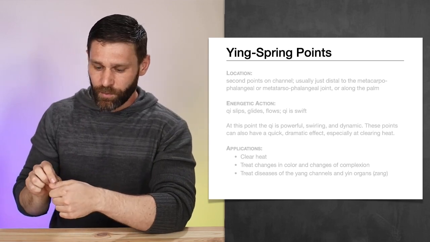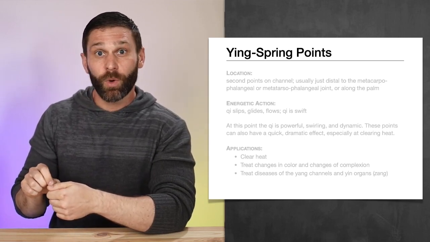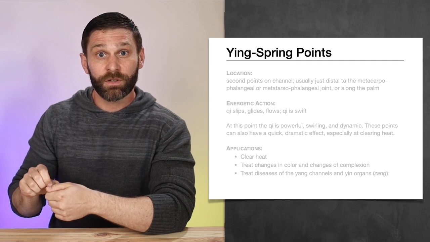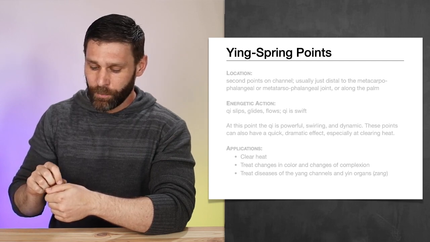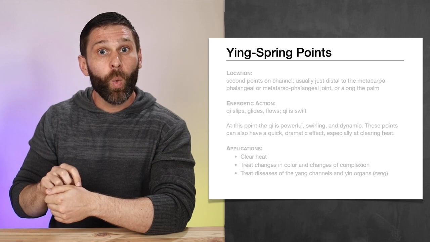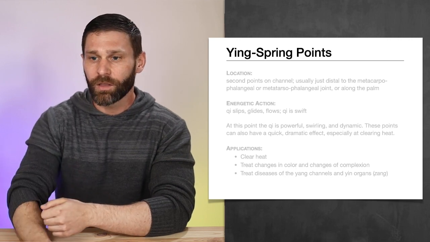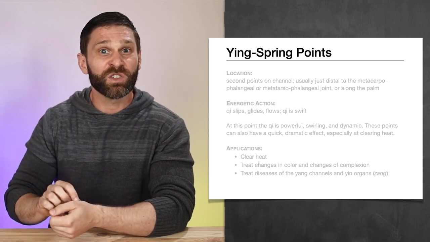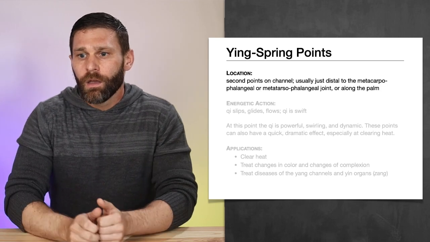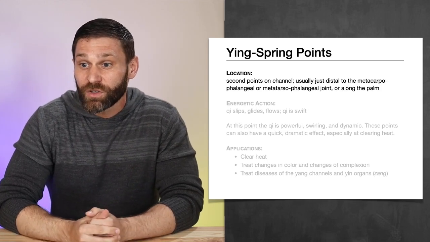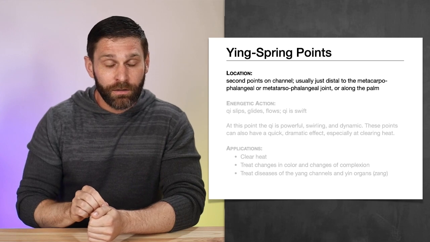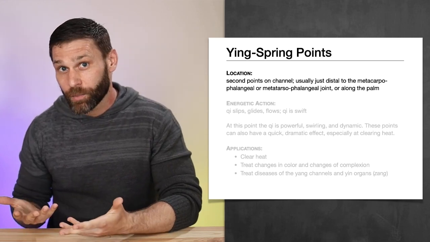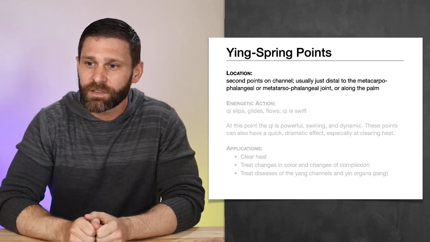Next, after that, we move up. We start at the Jing wells where the channel is very superficial, very narrow. As we proceed up the channel, it gets a little bit wider and a little bit deeper. And at that point, we call it a spring. So the Ying spring points are usually the second point on the channel or the second to last point on the channel, depending on how the numbering system goes.